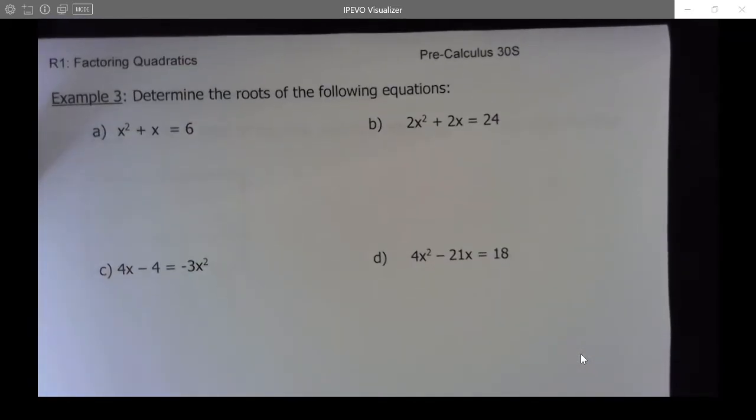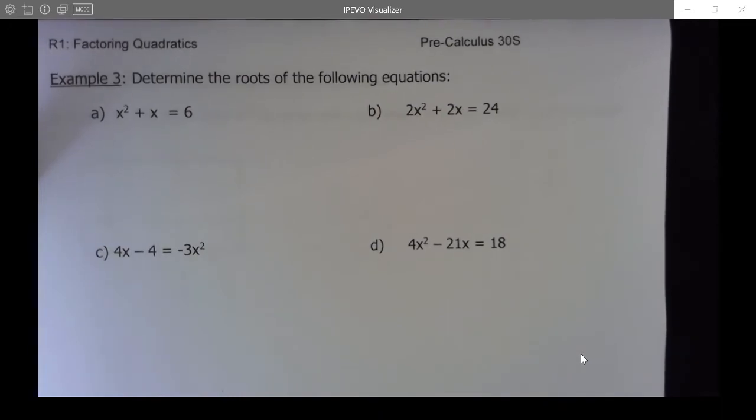Now let's use factoring to solve equations. And again, we've done this before. This isn't news to us, I don't think. But here we go. Why don't we do the same thing again?